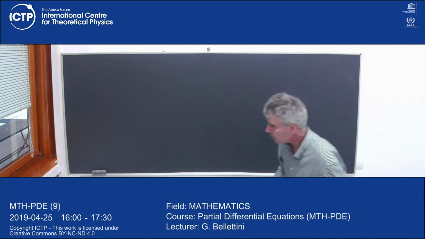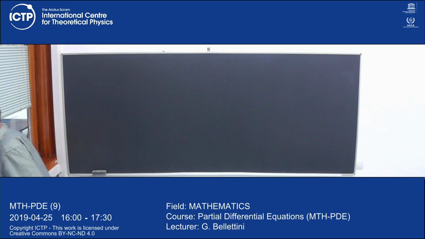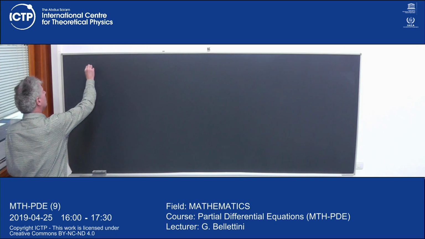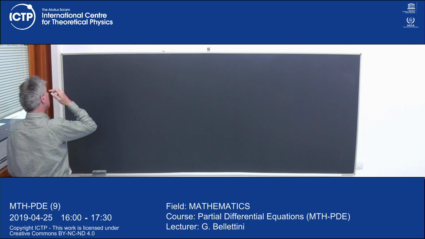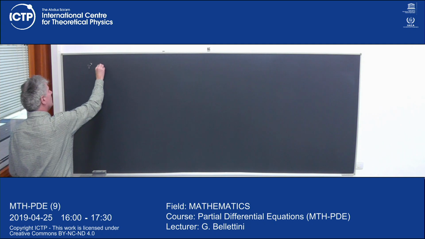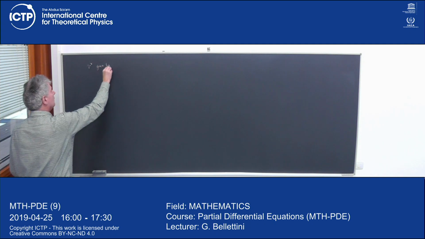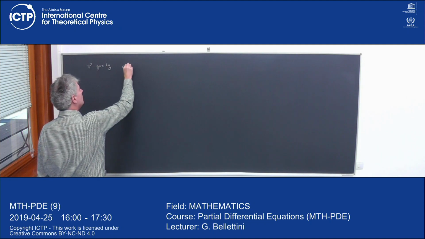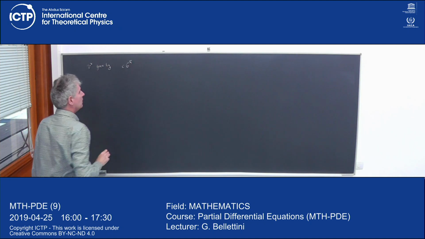Okay. So let us try to recall what we said yesterday. We showed that the corrector was given by C times E of x bar.